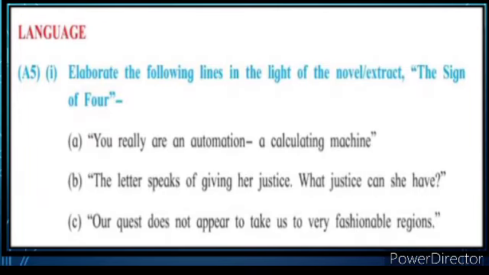Language study. Elaborate the following sentences. You really are an emotion, a calculating machine. The letter speaks of giving her justice. What justice can she have? Our quest does not appear to take us to very fashionable regions.